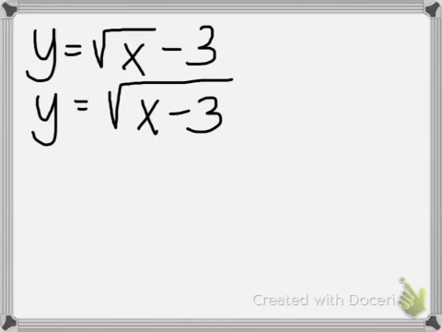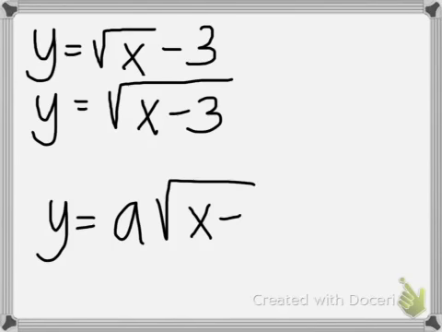So here we have two equations. Y equals the square root of x minus 3 with the 3 being outside of the square root, and y equals the square root of x minus 3 with the 3 being inside of the square root. The general equation for a radical function would be y equals a square root of x minus h plus k.